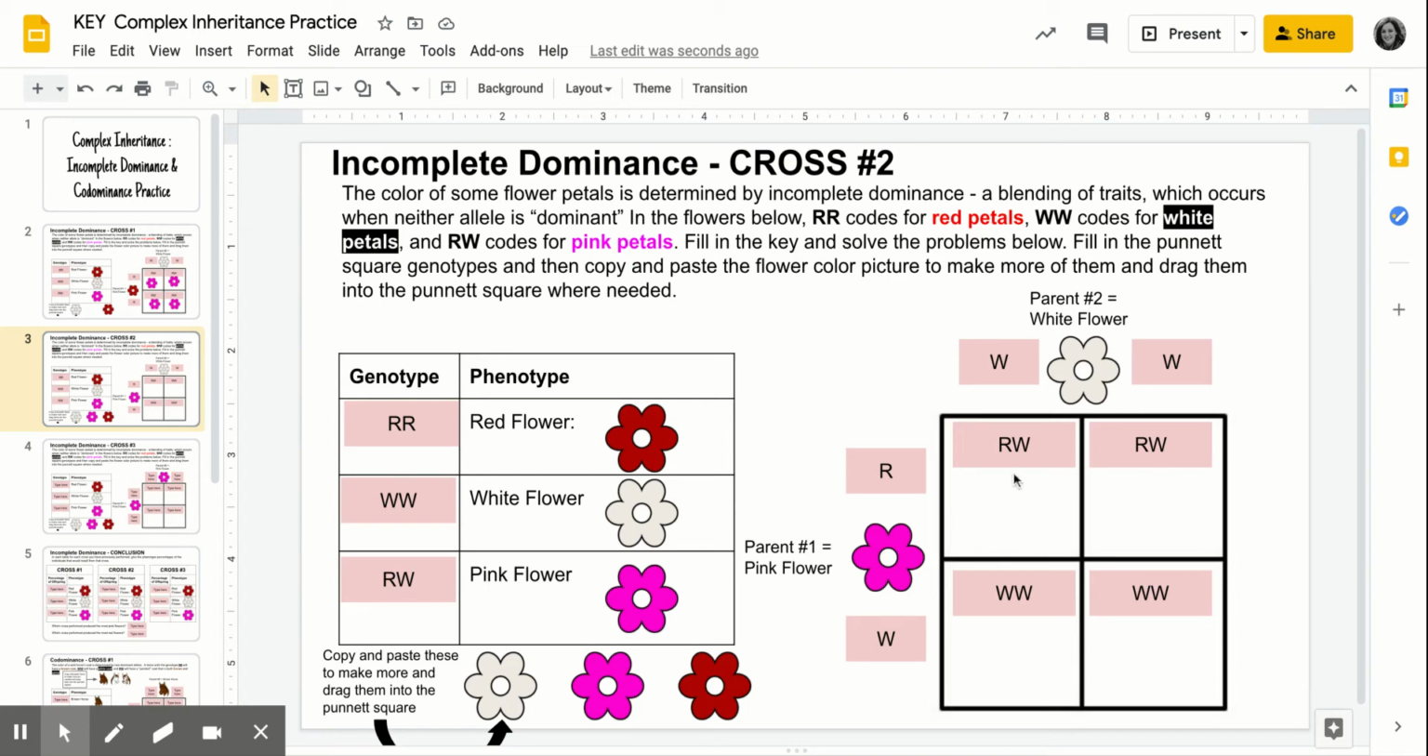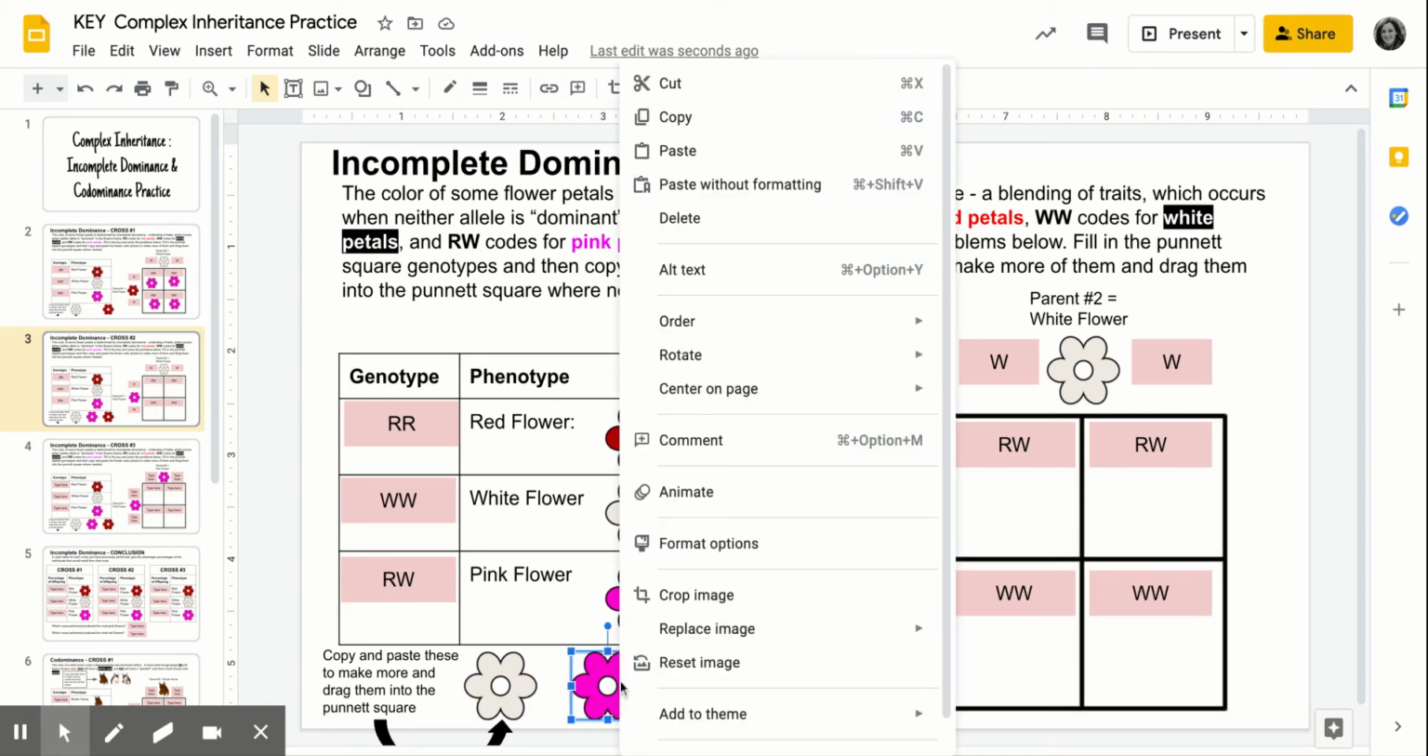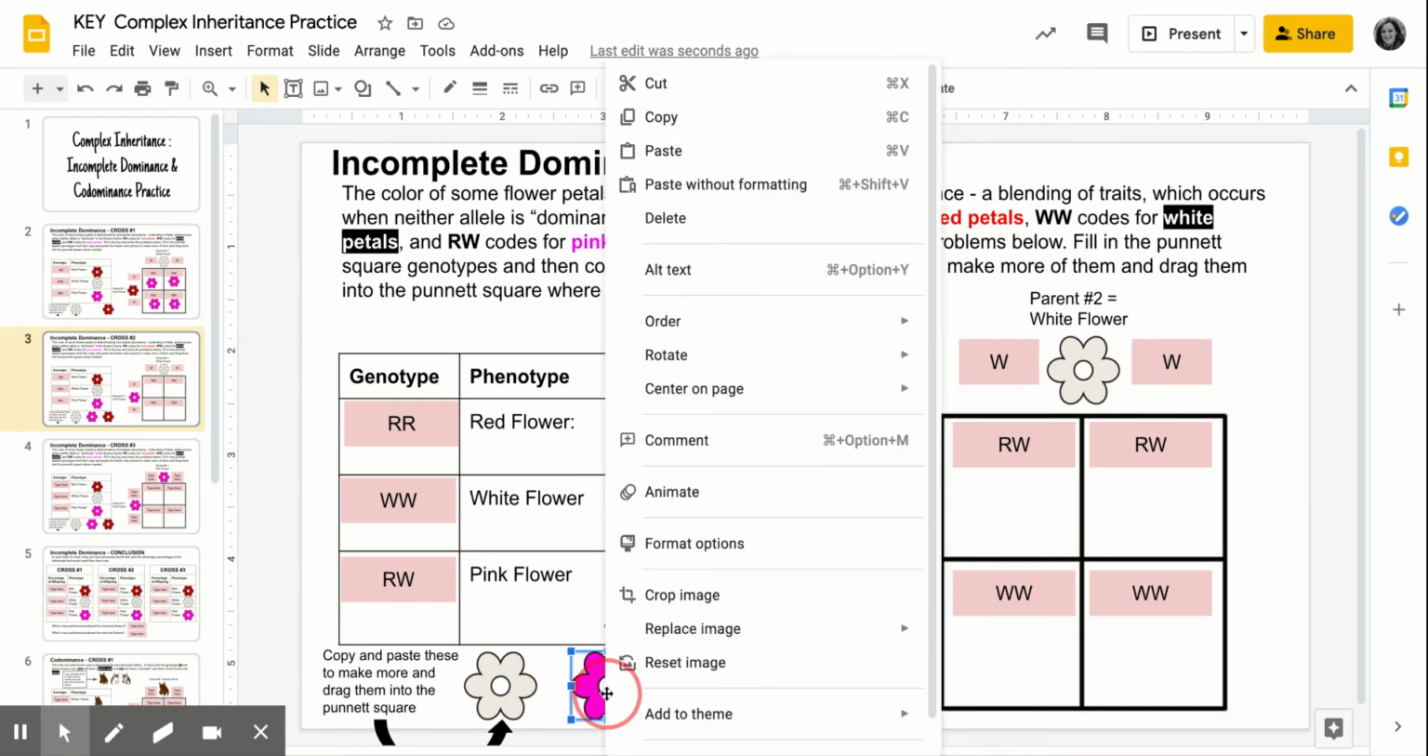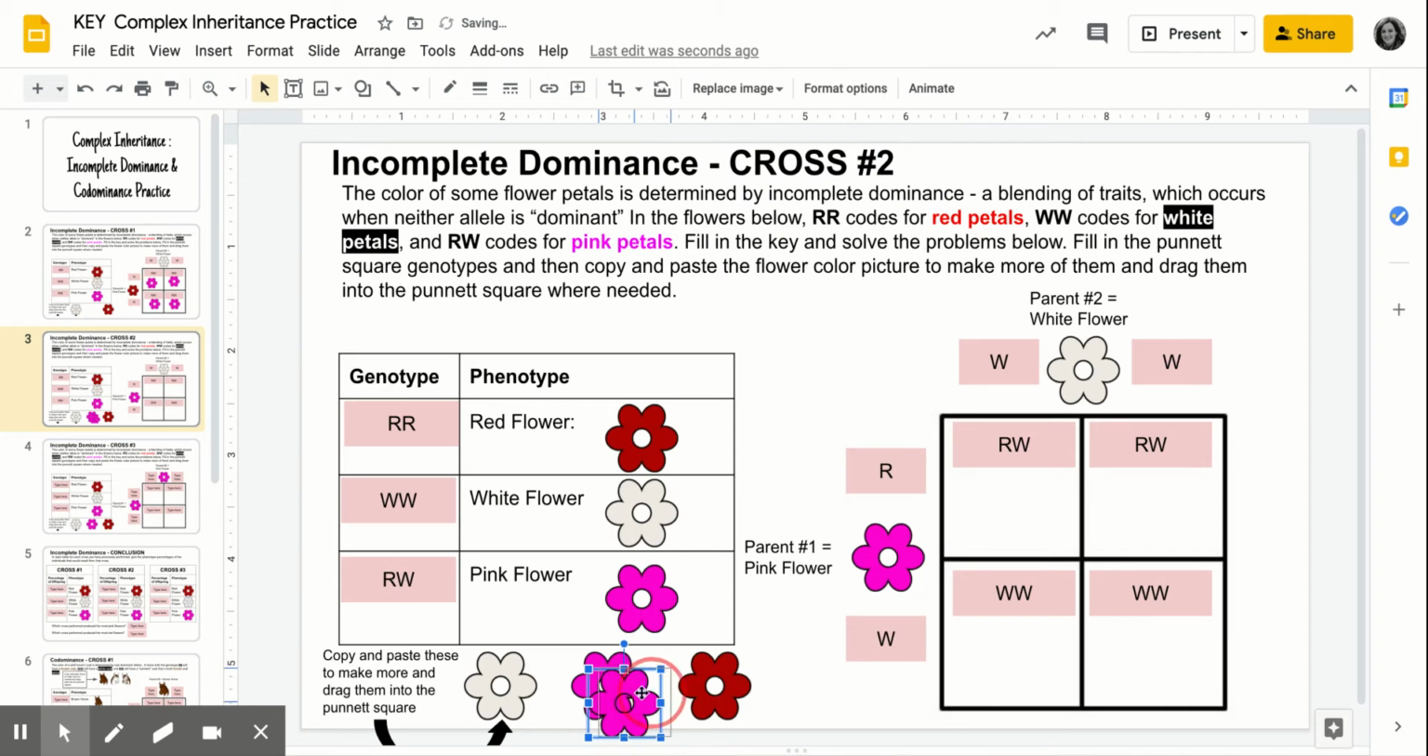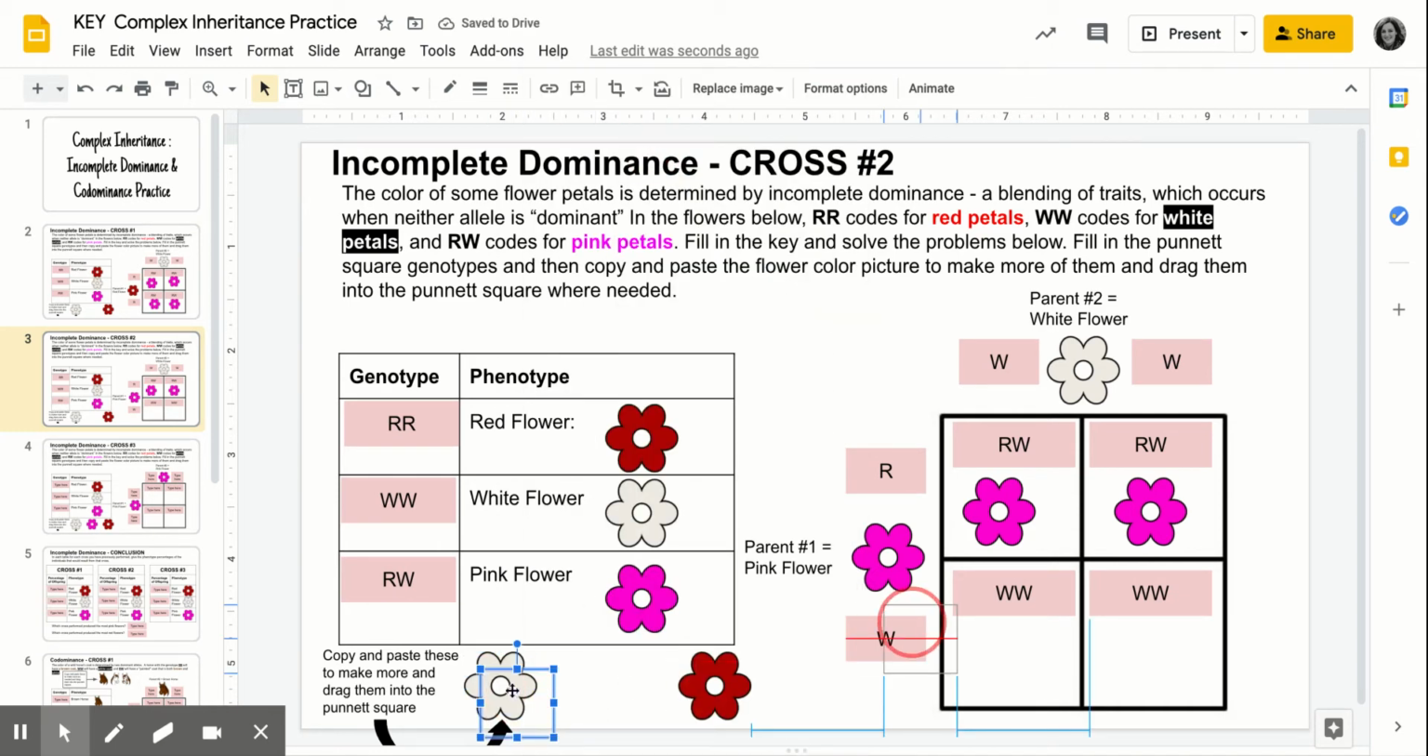So RW is, look over here at this handy chart, a pink flower. So let's go ahead and copy that one. We got to paste it, and then we're going to take it right here. And we have two pink flowers, 50%. So actually, we can just take this original one right there. And then WW is a white flower. So we're going to do the exact same thing. Copy and paste that. And these are the phenotypes again. And then we're going to drag and drop that right here. And drag and drop that right here. Okay.